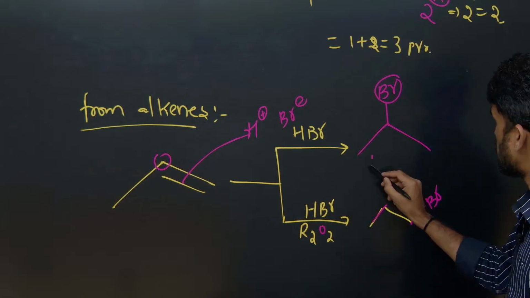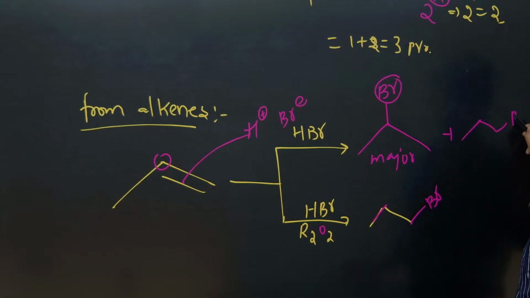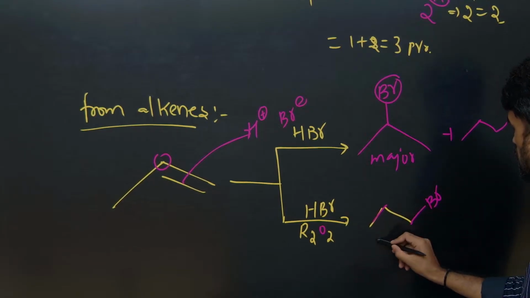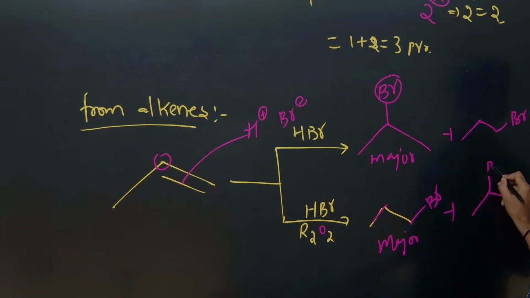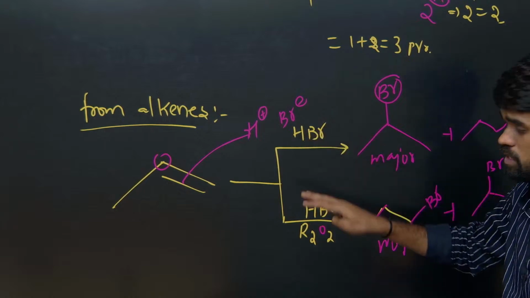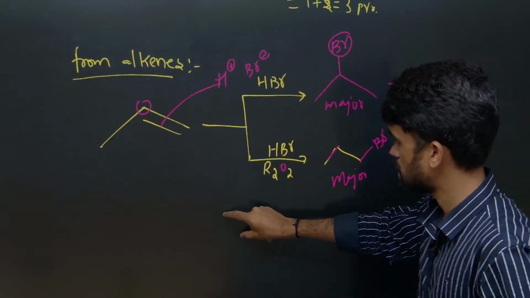So I hope it is clear. Here this is major and this is minor. So this will be the major and this will be the minor. It is Markovnikov addition, and this is anti-Markovnikov addition products. Okay, I hope this is clear.